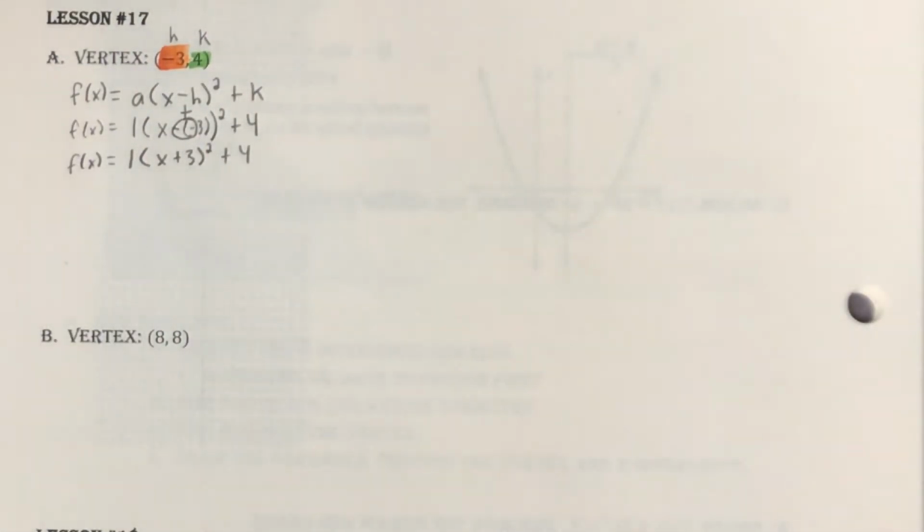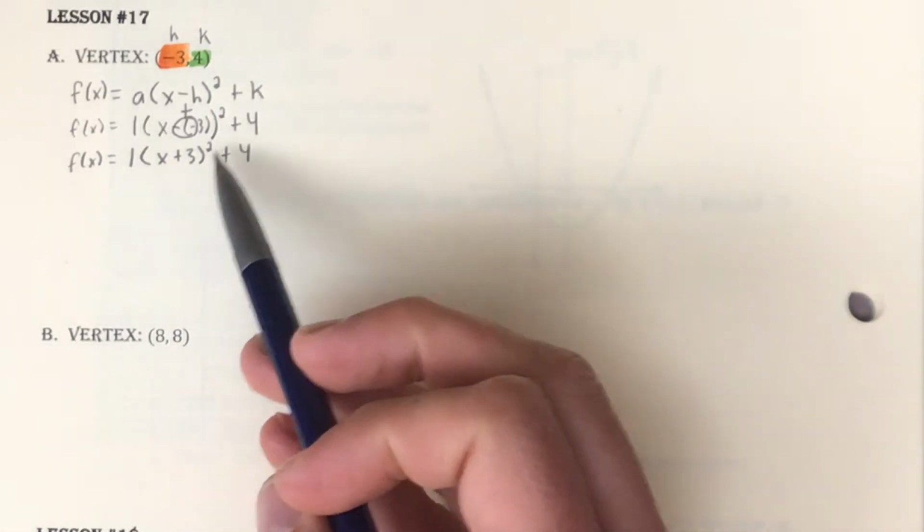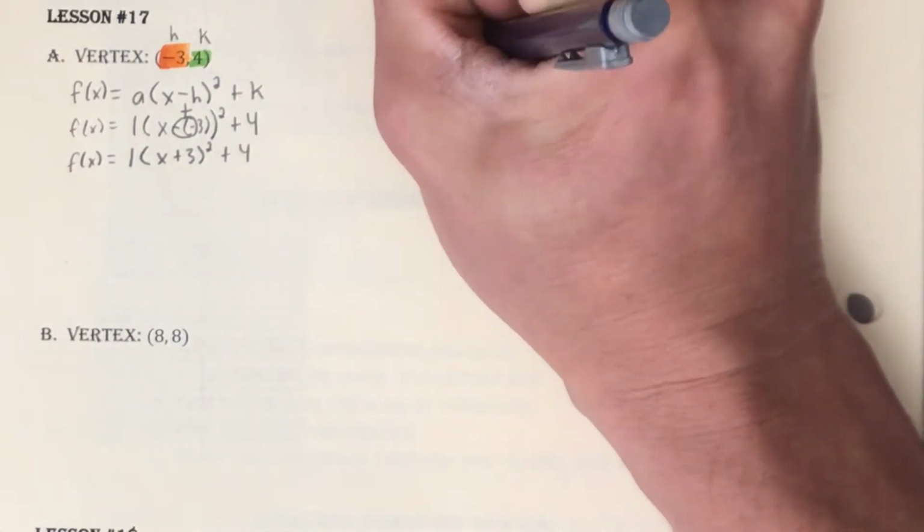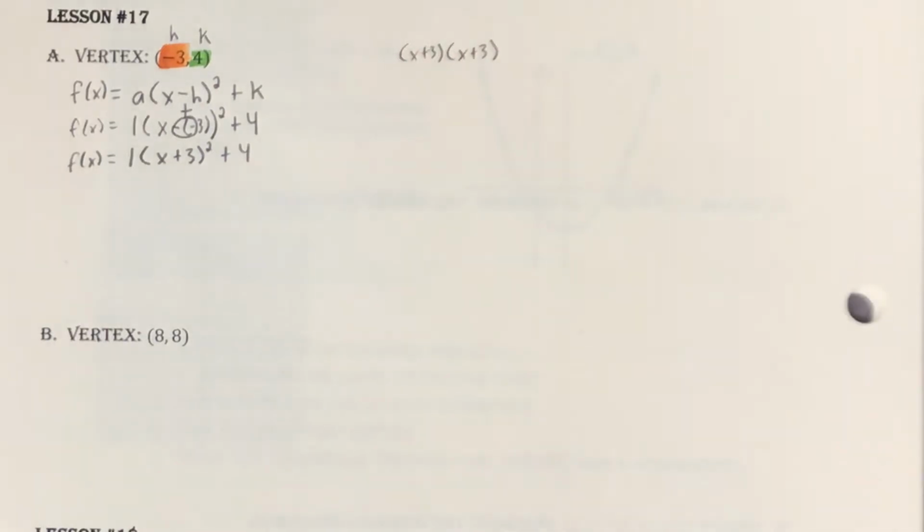Now according to PEMDAS rules, to simplify this down, the first thing we would deal with is simplifying inside parentheses, right? But we don't have anything we can do inside the parentheses, so we would move on to exponents. Well, we have x plus 3 squared. So if you remember, what that really means is it means x plus 3 times x plus 3. So again, we learned a little trick with this for a square of a binomial. So if you remember that, you can. But if not, you can always FOIL this out and work it through.